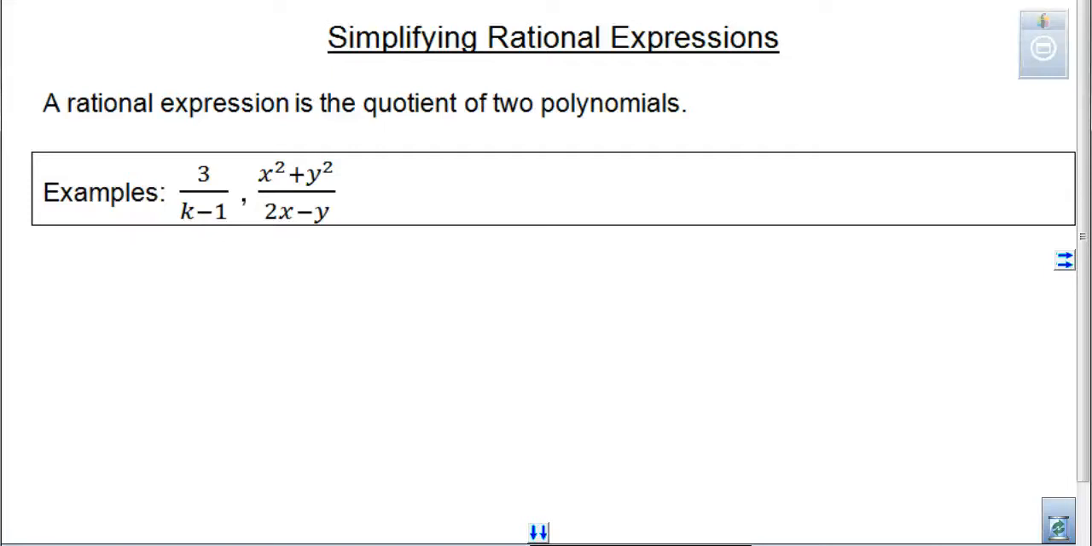All right, now we're on to some new material. Today we'll be simplifying rational expressions. So some examples of rational expressions are given below, and basically they are the quotient of two polynomials.